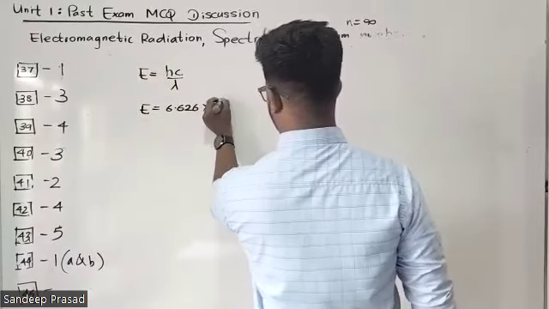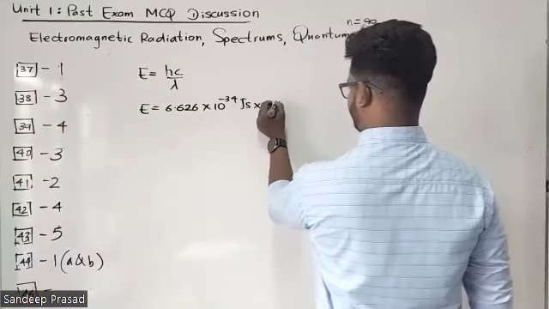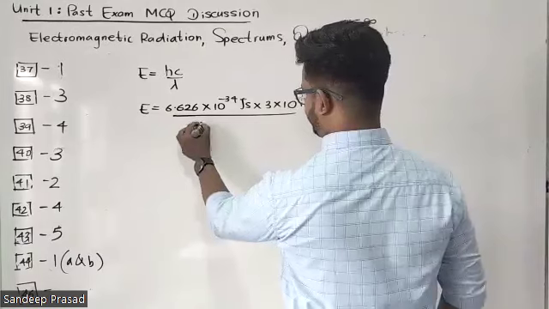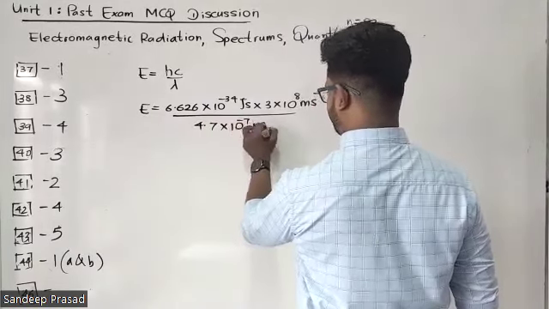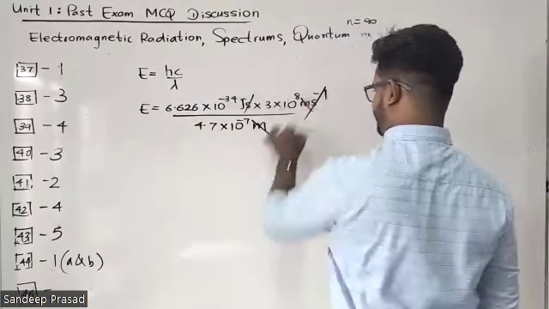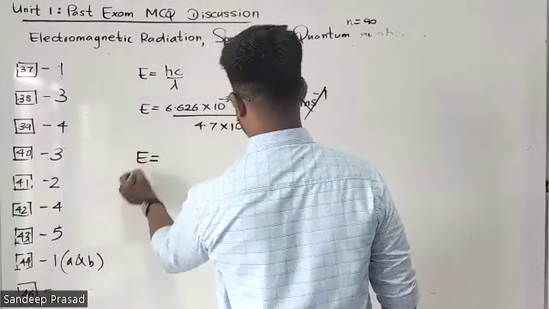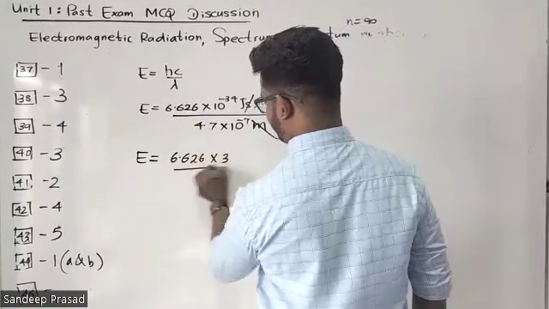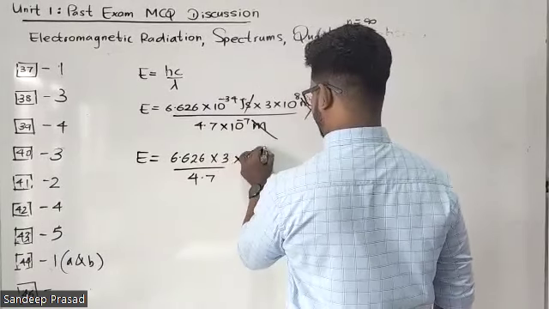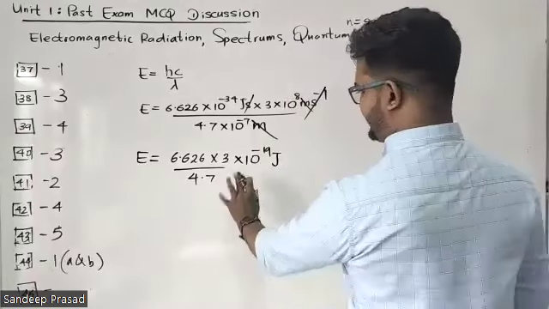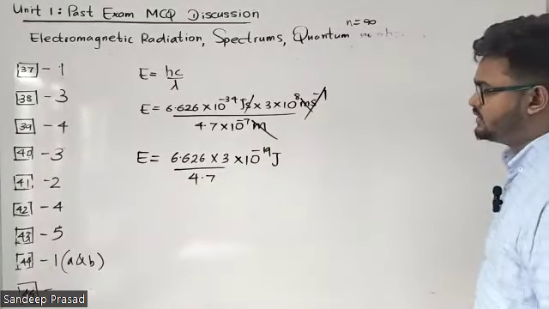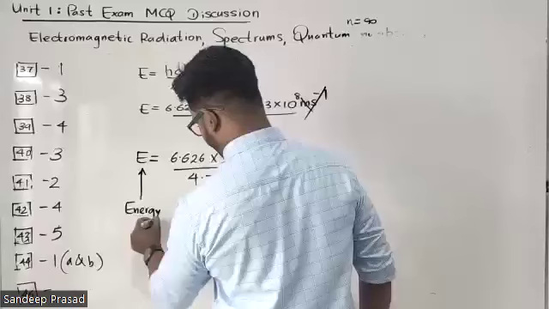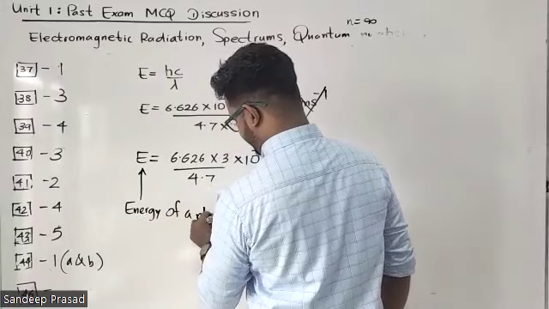E equals h c by lambda. h is 6.626 into 10 to the power minus 34 joule seconds. Velocity of light is 3 into 10 to the power 8 meters per second. Divided by lambda, the wavelength, 4.7 into 10 to the power minus 7 meters. Meters will cancel off, second per second will cancel off. Then the energy is equal to 6.626 multiplied by 3 divided by 4.7, into 10 to the power minus 19 joules. So this is the energy of a photon. Without simplifying, I'll keep this one. Carefully understand this question. This is the energy of a photon.